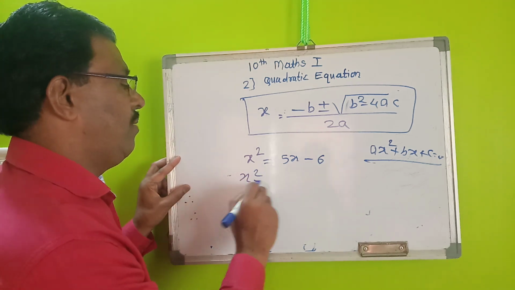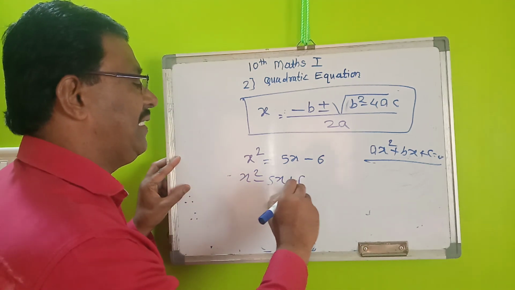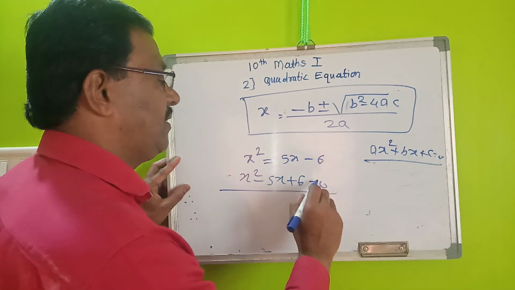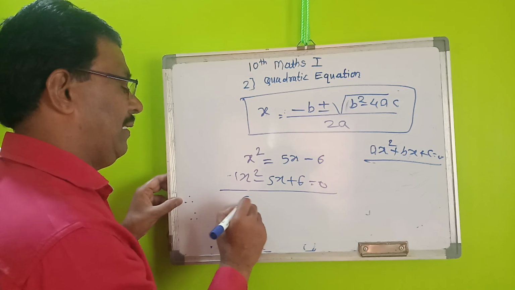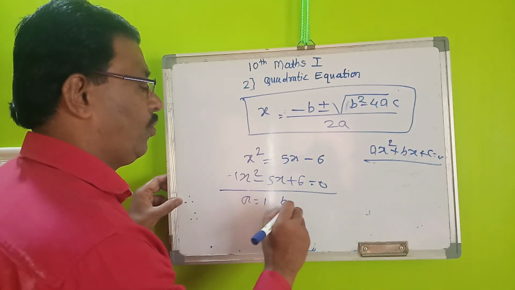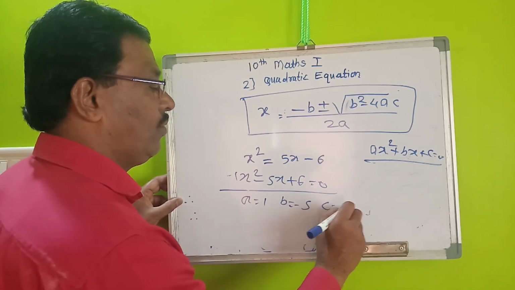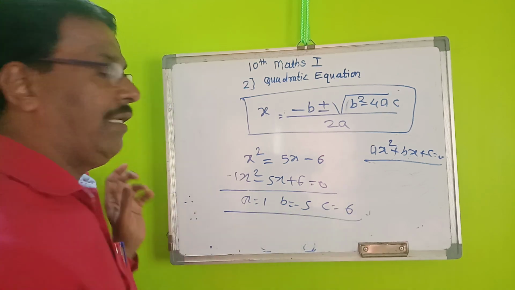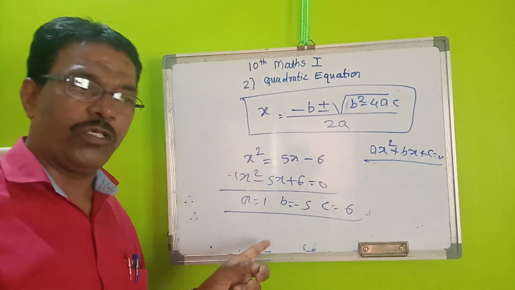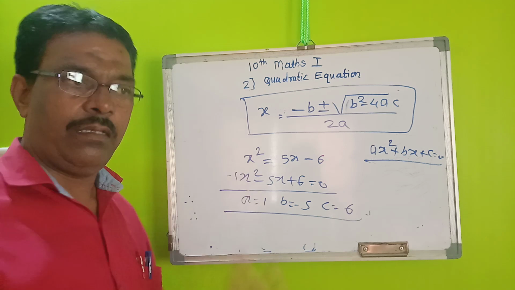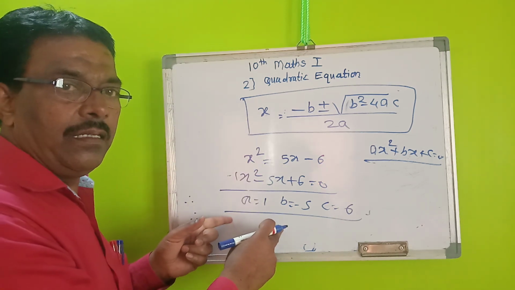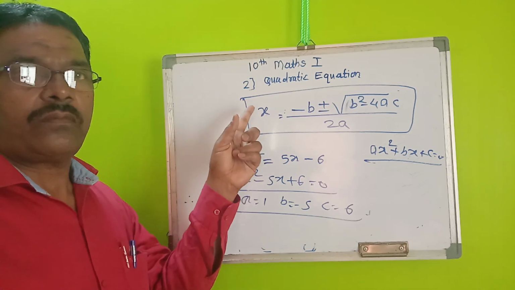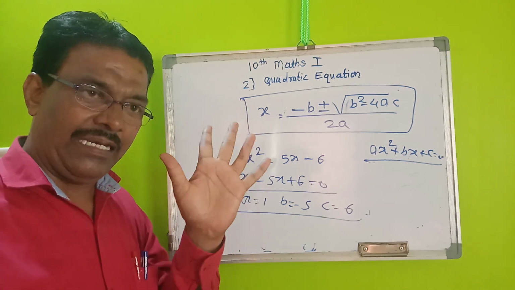So x square minus 5x plus 6 is equal to 0. This is the standard form. What is the value of a? Here a is equal to 1, b is equal to minus 5 and c is equal to 6. This is the value of a, b, c. That type of question you have for 1 mark in board examination. Depending on that, we want to solve the quadratic equation by formula method.